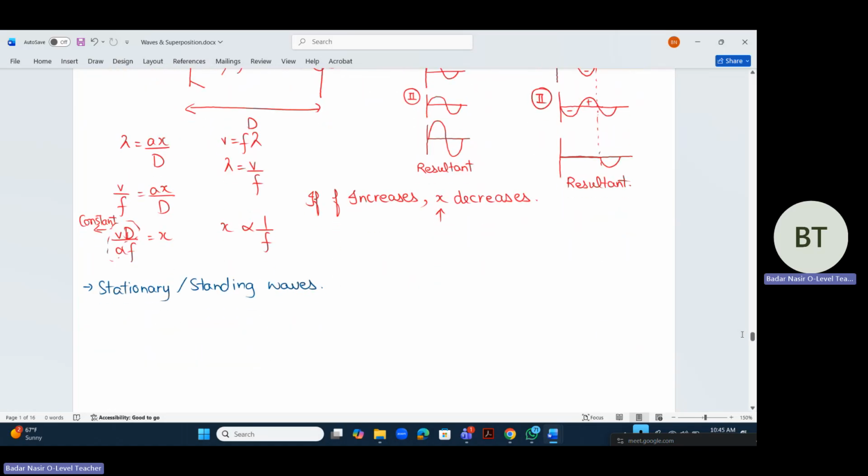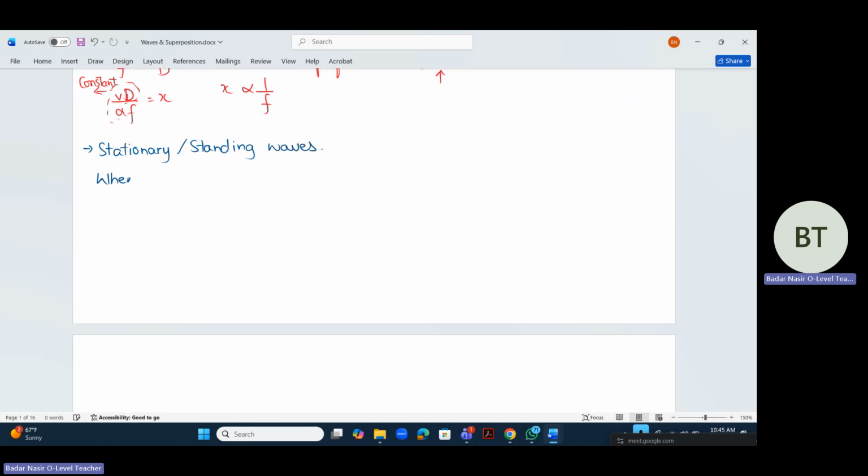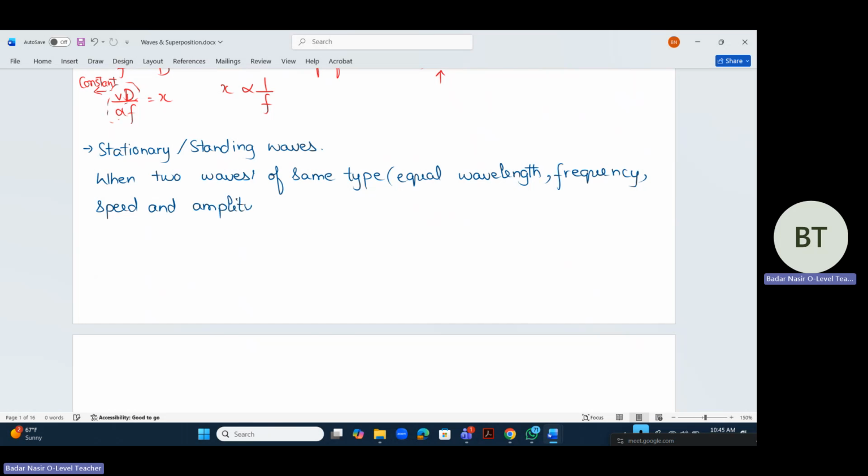When two waves of the same type, meaning equal wavelength, frequency, speed, and amplitude, traveling in opposite directions, meet at a point, the net transfer of energy is zero.